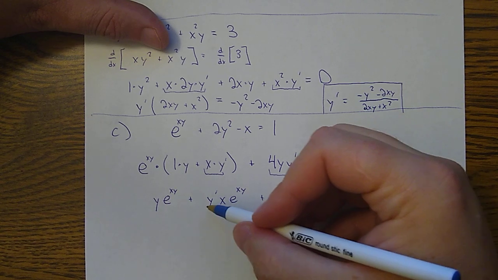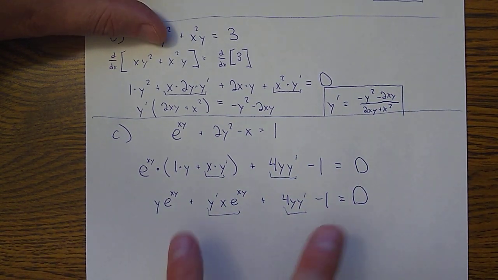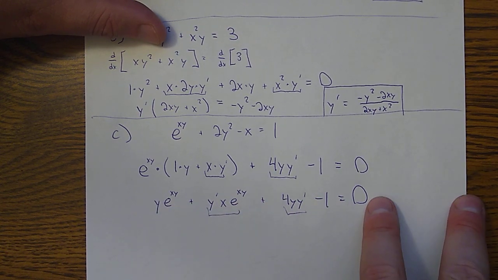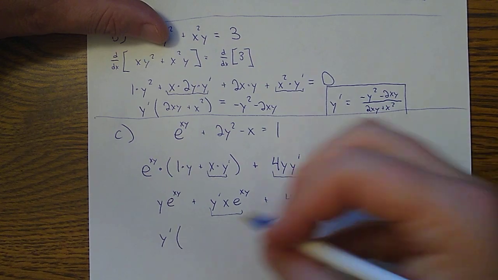Now y prime is here and here. I'm going to do the same thing I did last time. Everything that doesn't have a y prime is moving over to the right. y prime will get factored out of what's left.